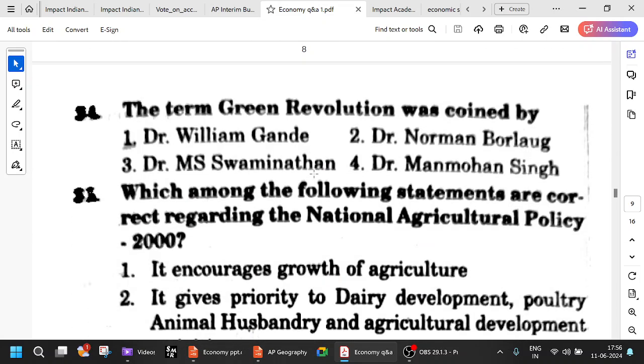So the term green revolution was coined by... either you will get confused between Norman Borlaug and MS Swaminathan, but here he is not asking who is the father of green revolution. Observe that. Dr. Norman Borlaug is the father of green revolution, and Dr. MS Swaminathan is the father of green revolution in India. But this term green revolution was coined, that means given, by Dr. William Gaud. The spelling is wrong. Dr. William Gaud. He gave the term green revolution.